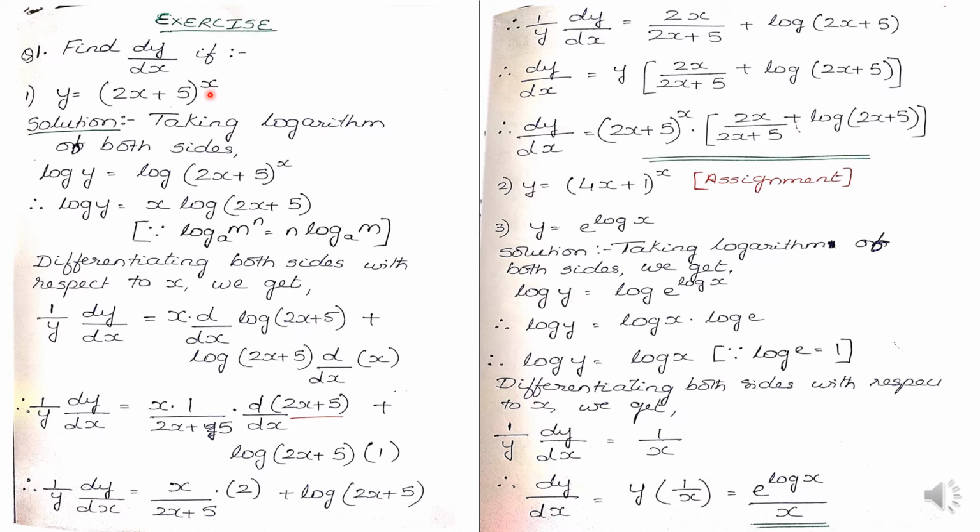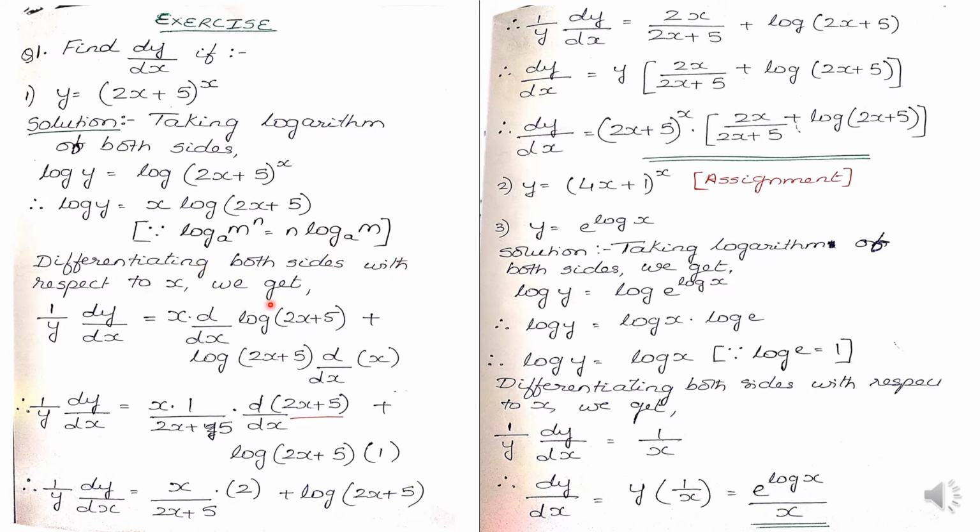Now, y is equal to (2x plus 5) raised to x. The first step is taking the logarithm on both sides. Taking the log of both sides, we get log y is equal to log of (2x plus 5) raised to x. Now you know that log m raised to n can be written as n log m. So this x can be written to the side of the log as a product. So we can write log y is equal to x log (2x plus 5).